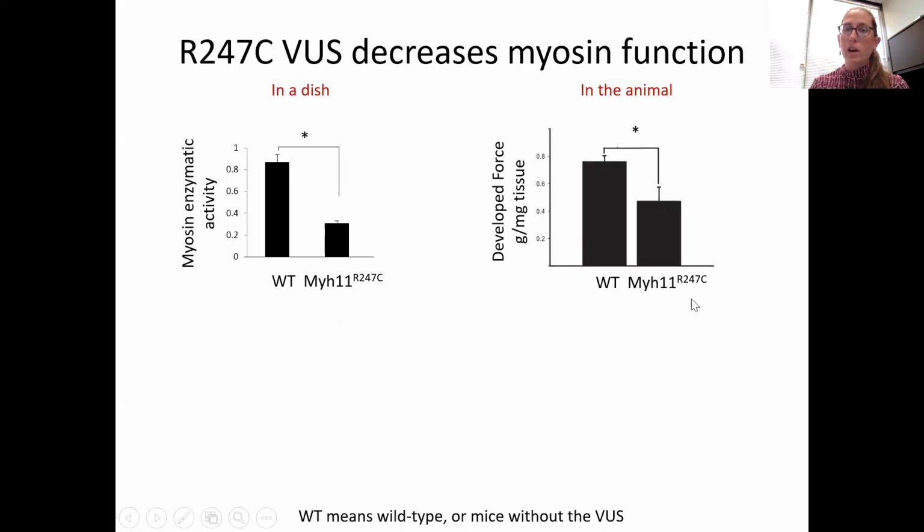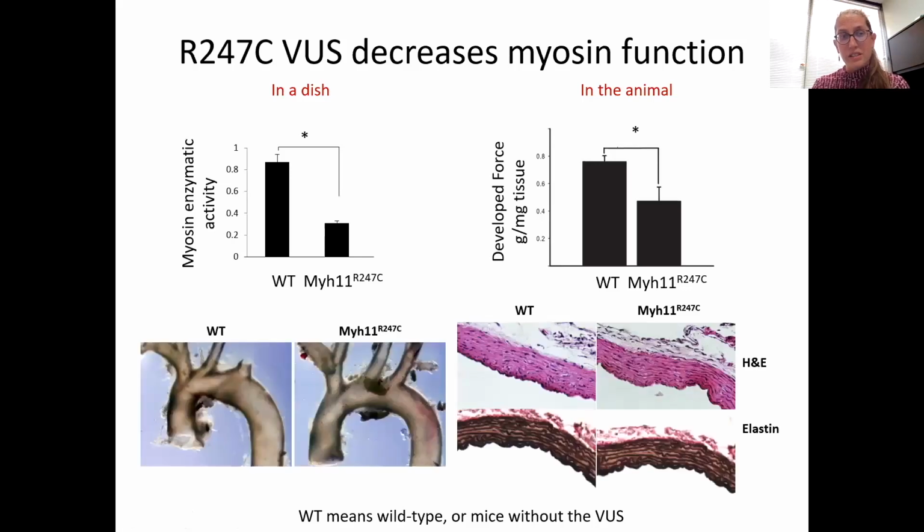Then on the right, in our mice that have the VUS in their gene, we look to see if the whole aortic tissue has decreased contractile ability, and it does. But what we didn't find was any sign of disease. So when we looked at the mice with the VUS, we didn't see any aneurysm, we didn't see a dissection. And if we look at just the structure of the aorta by the pathology over here, you can see at this level, at least, that there are no changes.